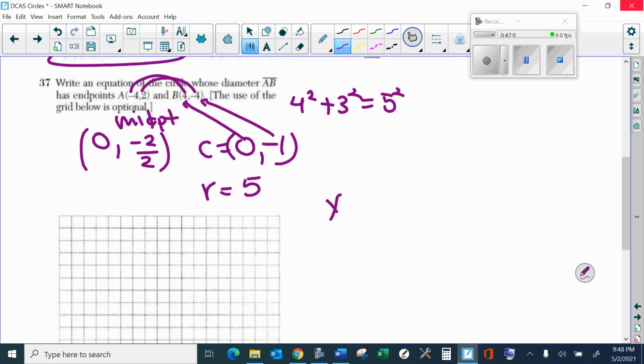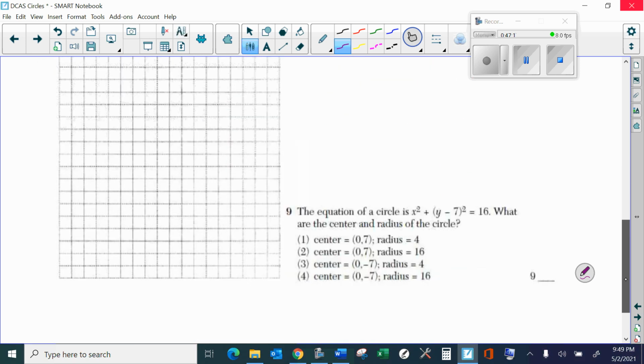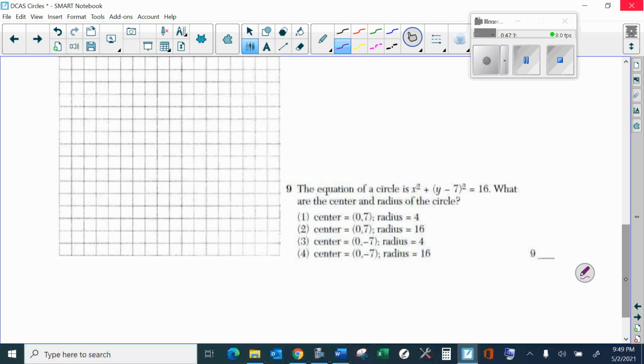Okay, write the equation. So that's going to be x squared plus (y plus 1) squared. Don't forget it's opposite, and then R squared is 25. What's the center and radius? (0, 7). Opposite, opposite, and square root of 4. So (0, 7), radius 4.